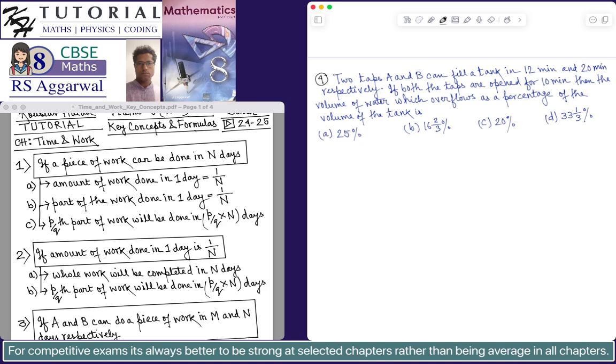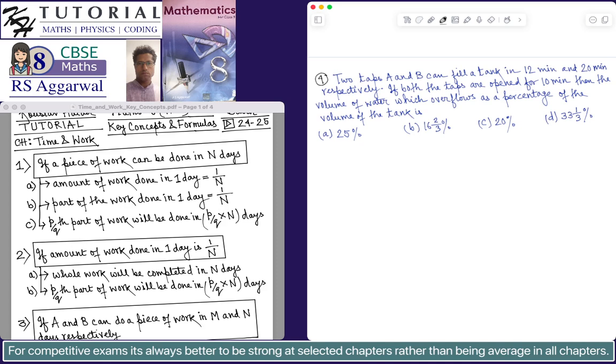Now in the excess, let's say the whole tank is filled up in, for example, 8 minutes. Then the remaining taps are open for 10 minutes. So for the last 2 minutes, whatever the amount of water A and B can fill, that is the excess volume of water.